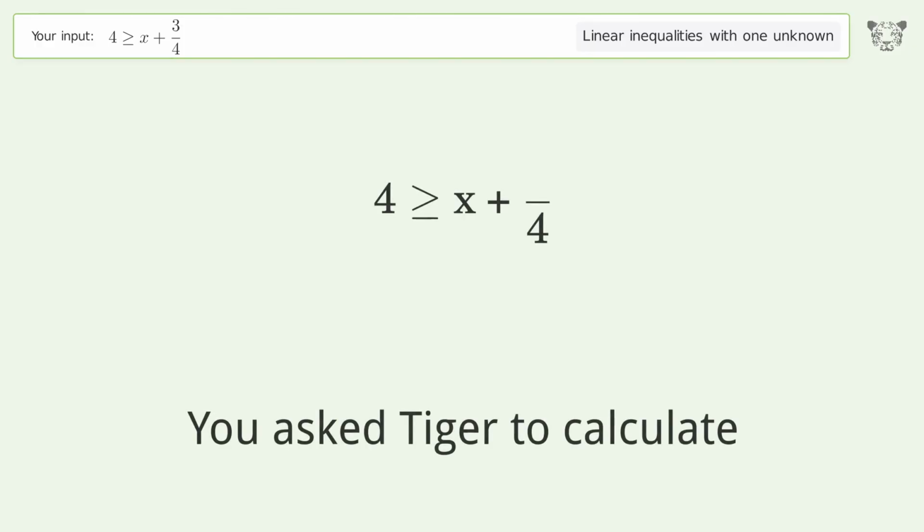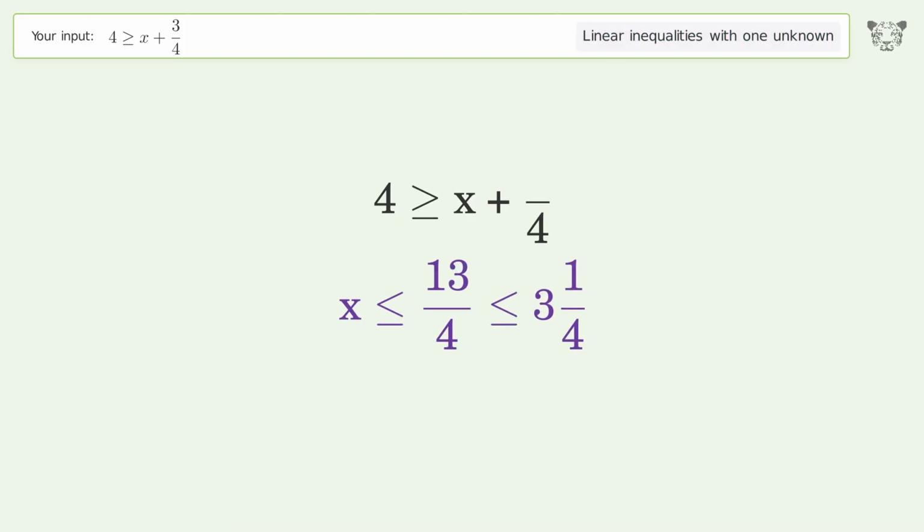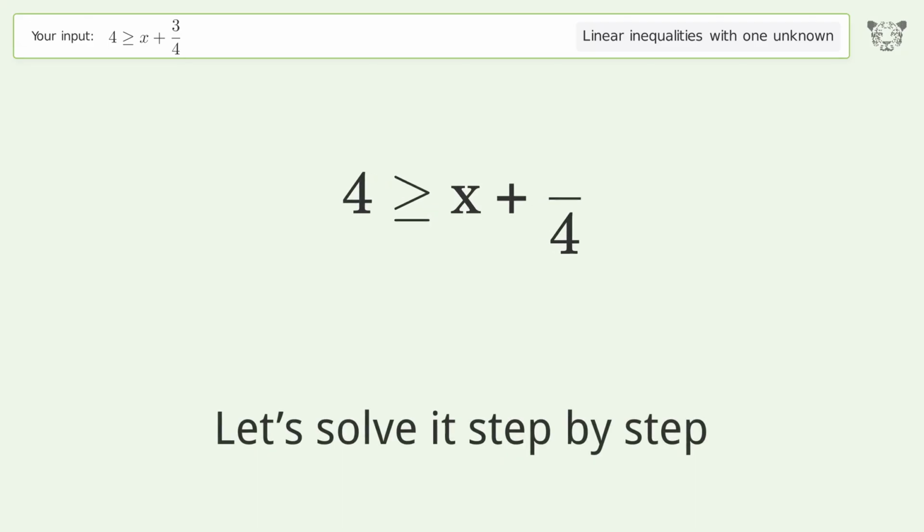You ask Tiger to calculate. This deals with linear inequalities with one unknown. The final result is x equal or smaller than 13/4 equal or smaller than 31/4. Let's solve it step by step.